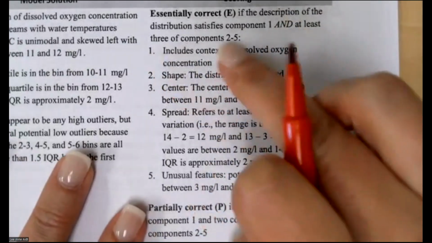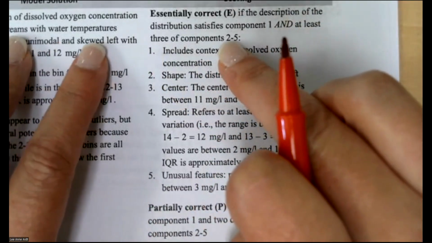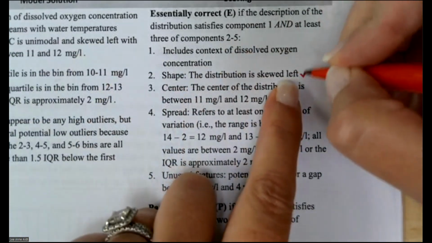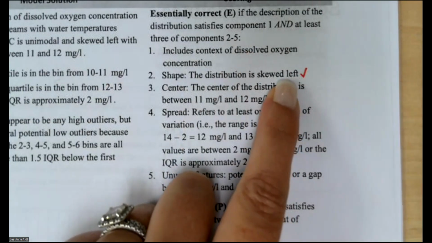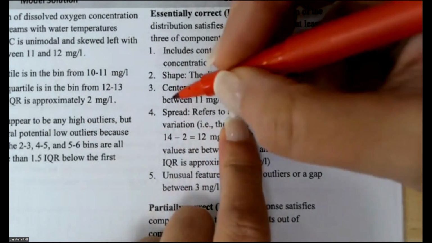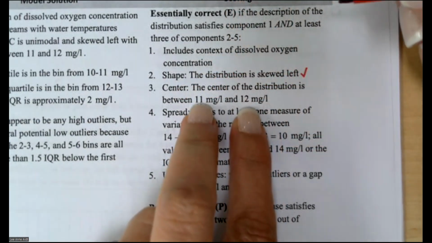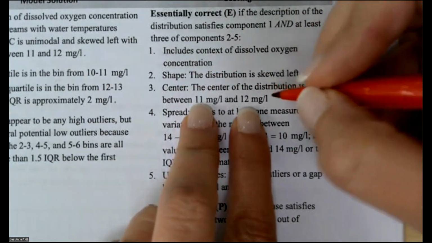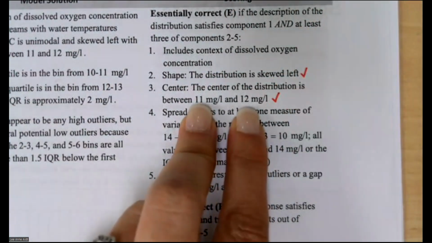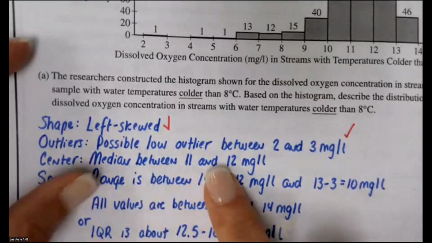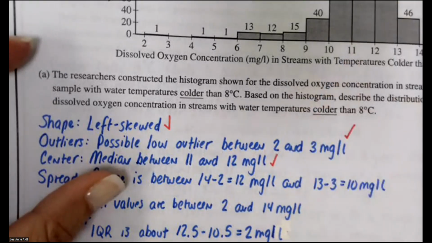Okay. Now I need at least 3 of the components 2 through 5. I don't have to have all 4 of them. Just need at least 3. I need to say that it's left skewed is one of them. Check. I need to say the center is between 11 and 12. Notice it doesn't say which center you had to use. You just had to say the center is between 11 and 12. Okay, let's go back to here. So I said left skewed. I said median is between 11 and 12.